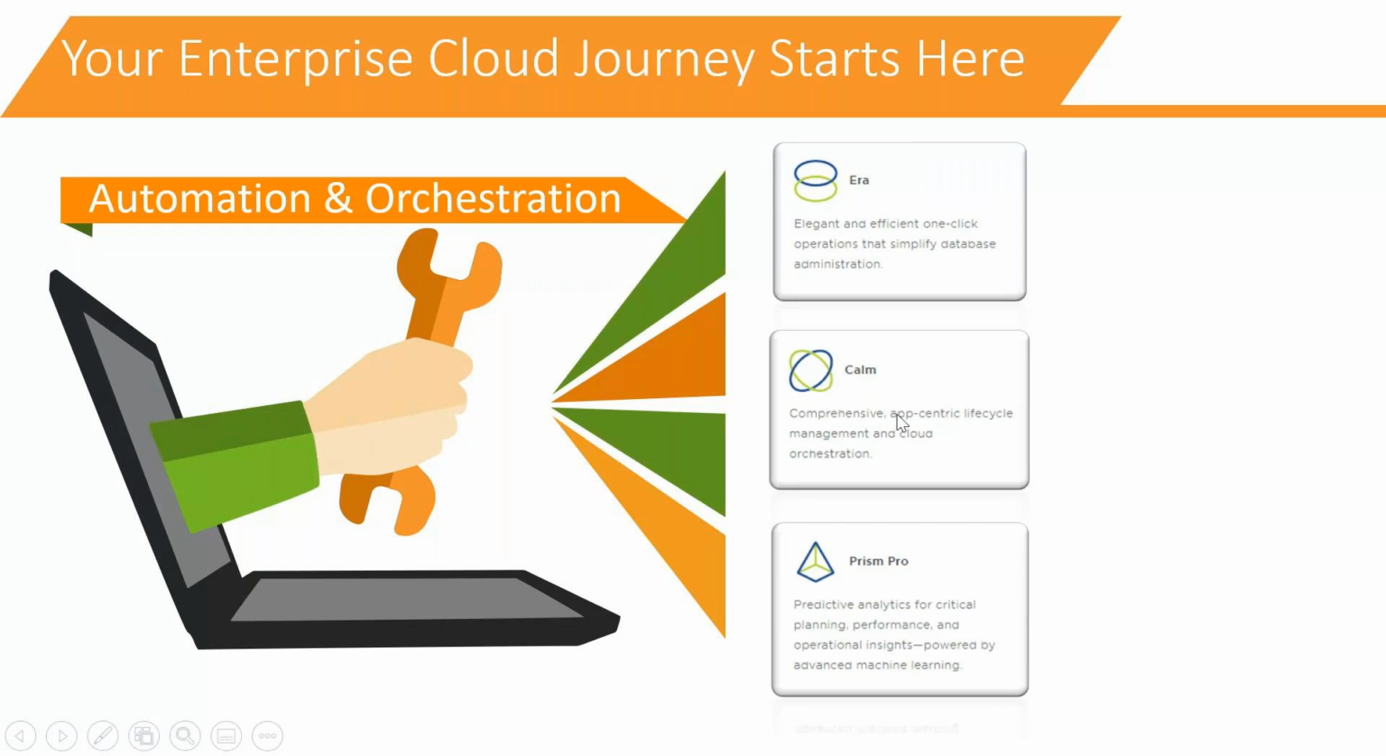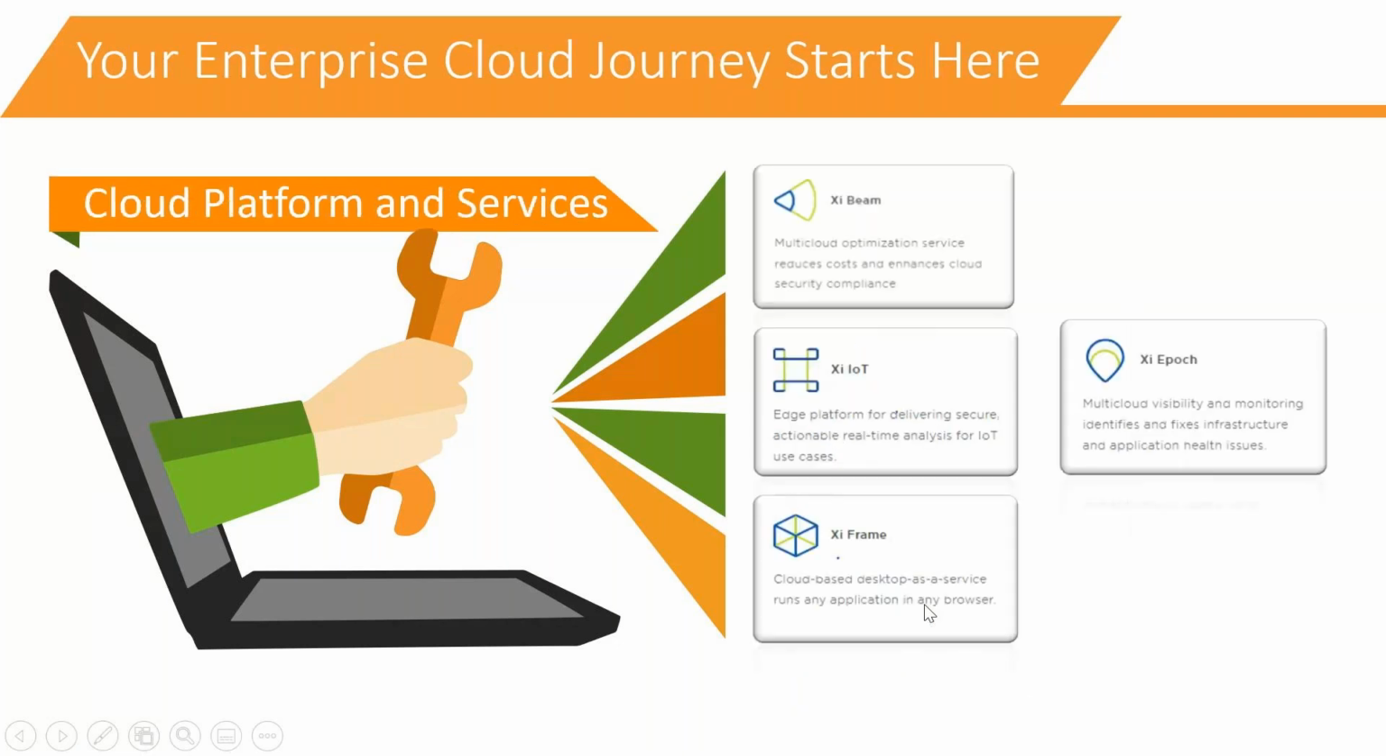Then Calm takes care of orchestration for my hybrid cloud. Prism Pro is a license tier from Prism. I said Prism Starter, Pro, and Ultimate, right? Pro provides some advanced features. Then Prism Xi-Beam is cost optimization for public cloud. Then Xi IoT and Xi Frame, which is desktop as a service, like VDI. You don't need to set up your VDI like Citrix or VMware Horizon in your data center. There are two layers: one is the control plane and the other is the hosted desktops.